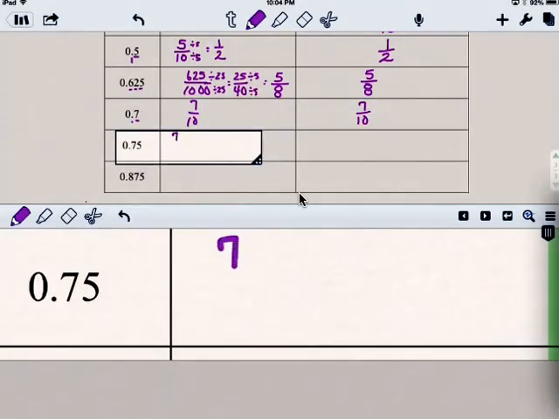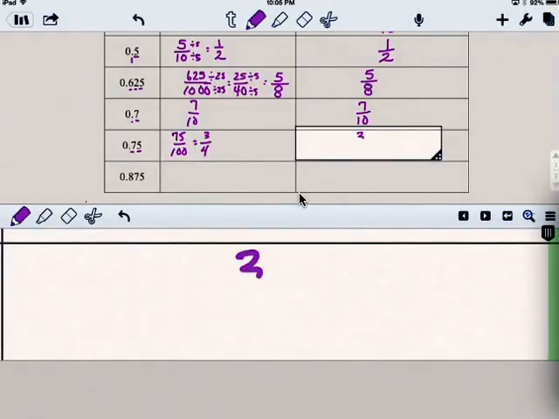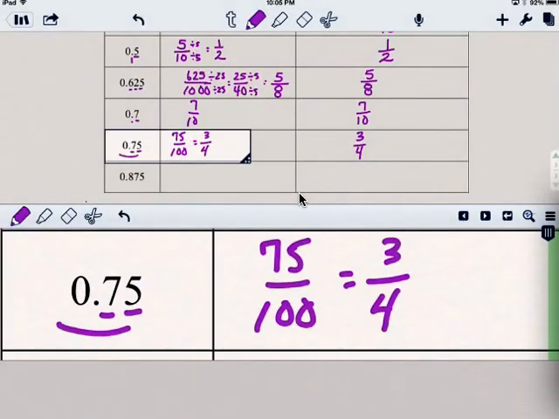75 hundredths. Divide top and bottom by 25 again, I get 3/4. And it makes sense because if I put a dollar sign here, I get 75 cents, or 3/4. Which is what that fraction says, 3/4.